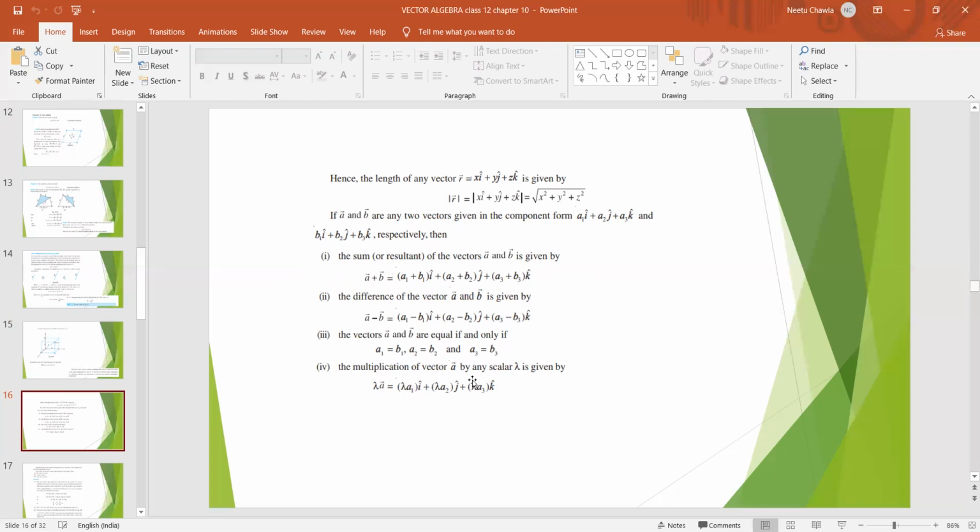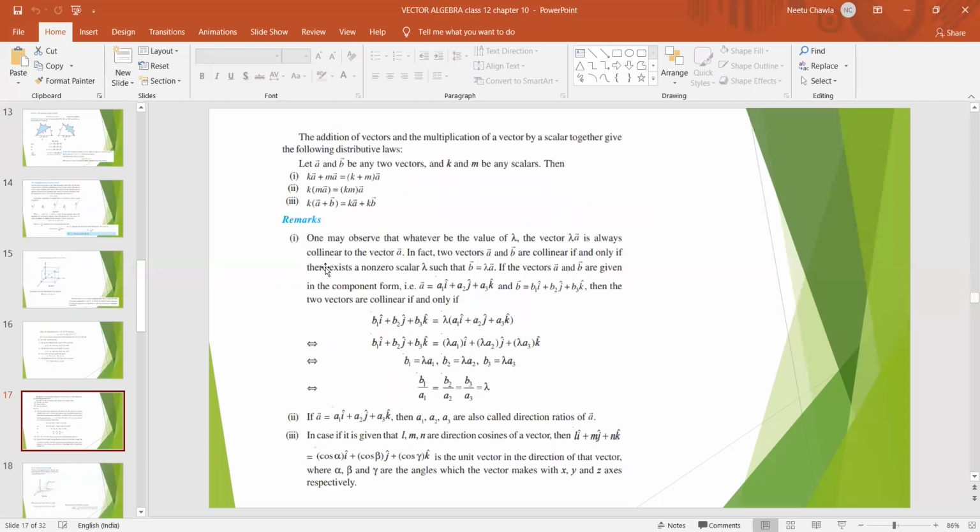The multiplication of vector A by any scalar lambda is given by lambda A vector. Means lambda A1i plus lambda A2j plus lambda A3k. Means that the scalar number lambda will be multiplied by the full vector. Here we are just going through the theory portion before exercise 10.2.